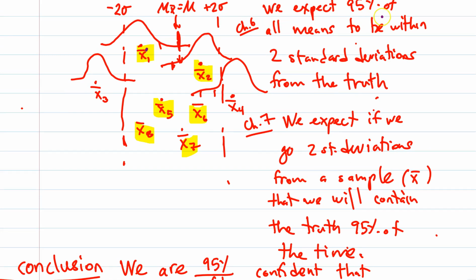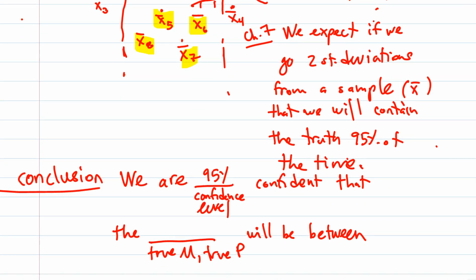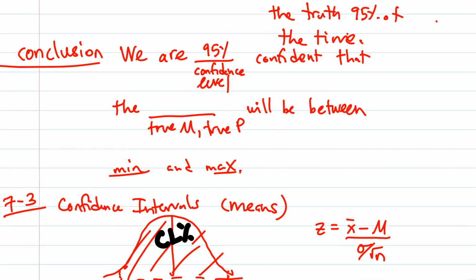Chapter 6, we expect 95% of means to be within 2 standard deviations. Chapter 7 says, well, then if I take that mean and I go 2 standard deviations on either side, I expect it to contain the truth, about 95% of the time. Right? And then how do we phrase that? Well, we use this statement like we did before. I am blank % confident that the true mu, true p, whatever it is, will be between a min and a max.